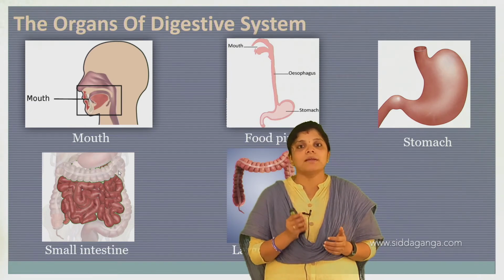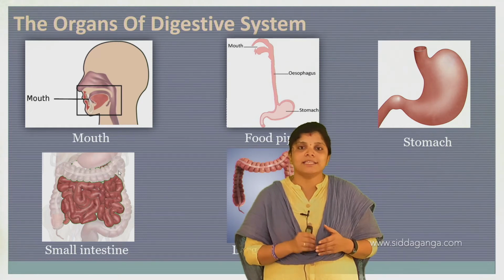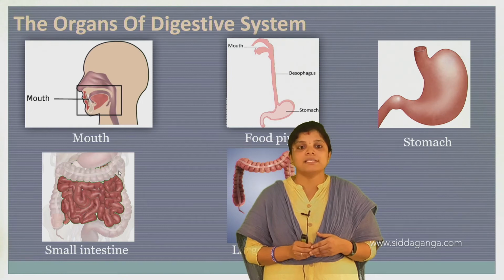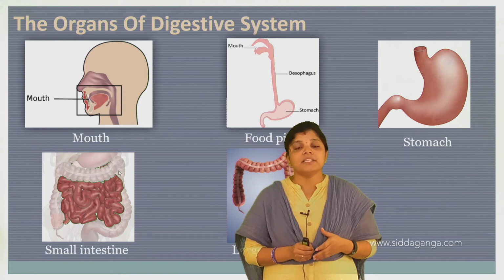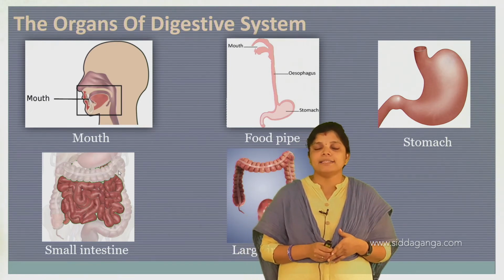This mucus membrane, the mucus helps to protect our stomach from the HCl. And then pepsin, see, pepsin is also released in the stomach. This pepsin helps to digest protein. It changes protein into amino acids.